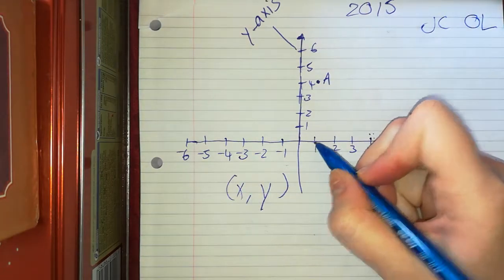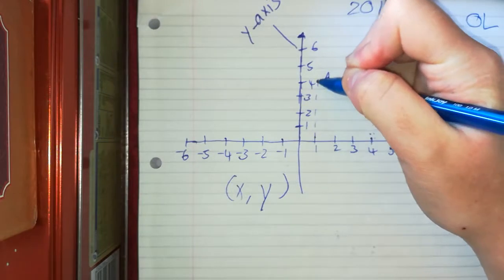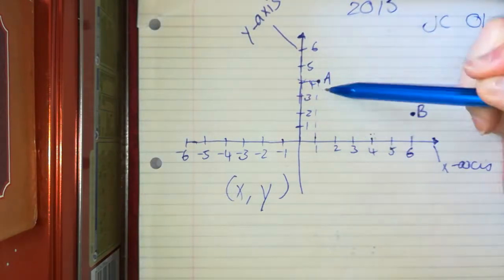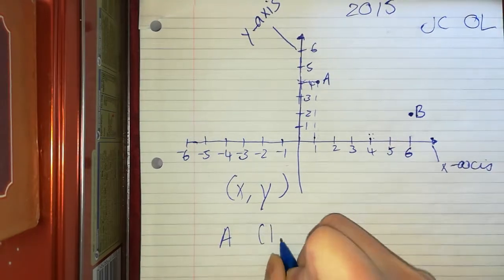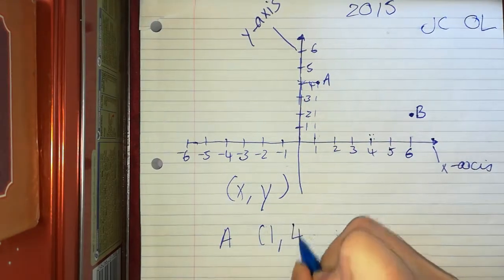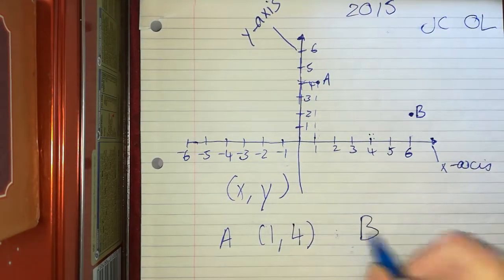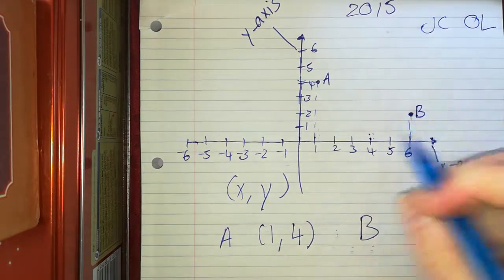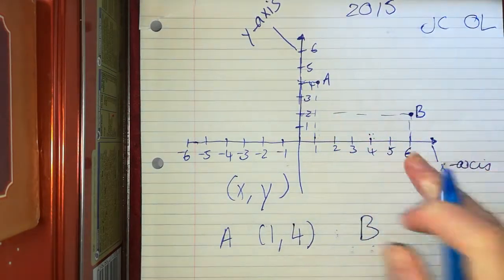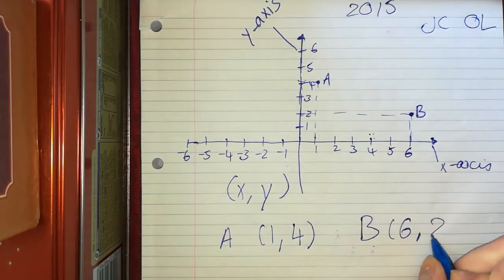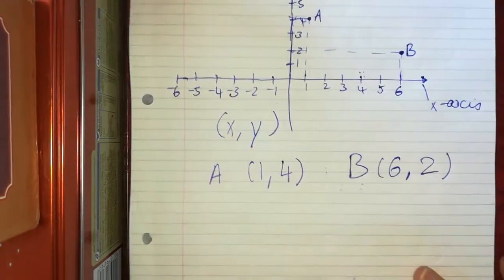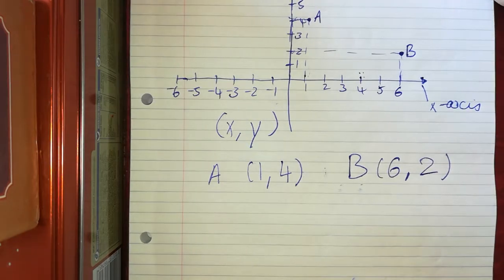It's gone across 1, so if we draw a line to both axes, it has gone across 1, so our X value is 1, and it has gone up 4, so our Y value is 4. If we have a look at B, if we draw lines from B to the axes, it's gone across 6, so the X one comes first, and then it's gone up 2, so it's going to be 6, 2. And then find the length of AB.